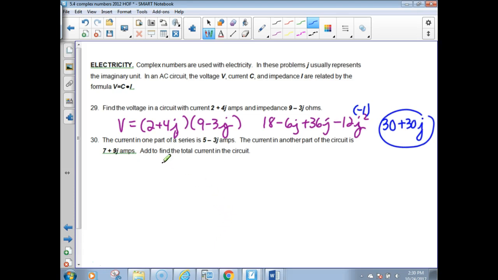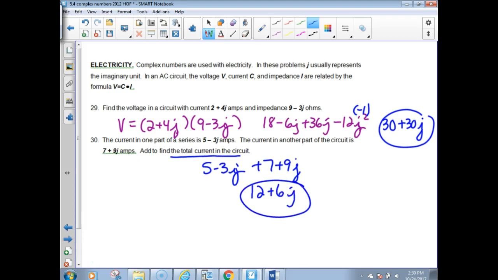And the second one says a current in one part of a series is 5 minus 3j amps, and current in another part is 7 plus 9j amps. Find the total current. That's going to be add. So we're just adding the two currents to get a total. So that's going to be 12 plus 6j. I just want to say joules because of how it's spelled.